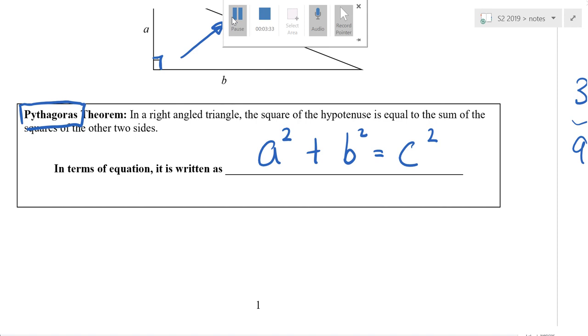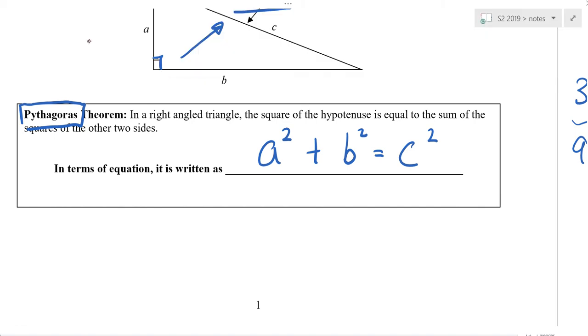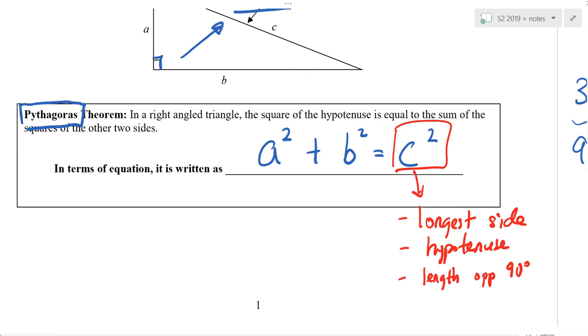In exam, you will never see A, B, and C. So can you label this properly? This is always the longest side, which is the hypotenuse, which is the length that is opposite the 90 degree. All these three mean the same thing. So you must always remember, not any a square, b square, c square. The c square always refers to the hypotenuse. Okay, you can write c square equals a square plus b square.